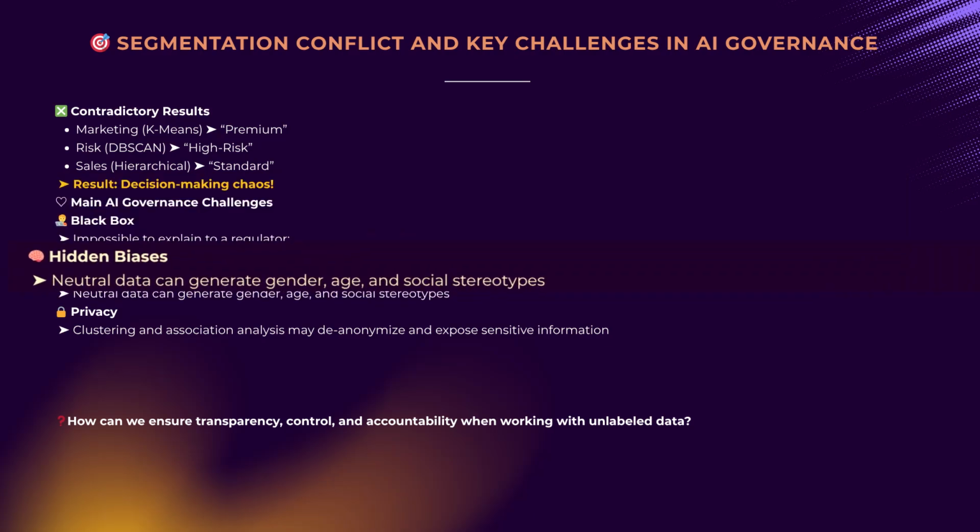The second problem is even more insidious. Supervised learning algorithms can be biased if the training data are biased. But unsupervised learning algorithms can create biases from seemingly neutral data.